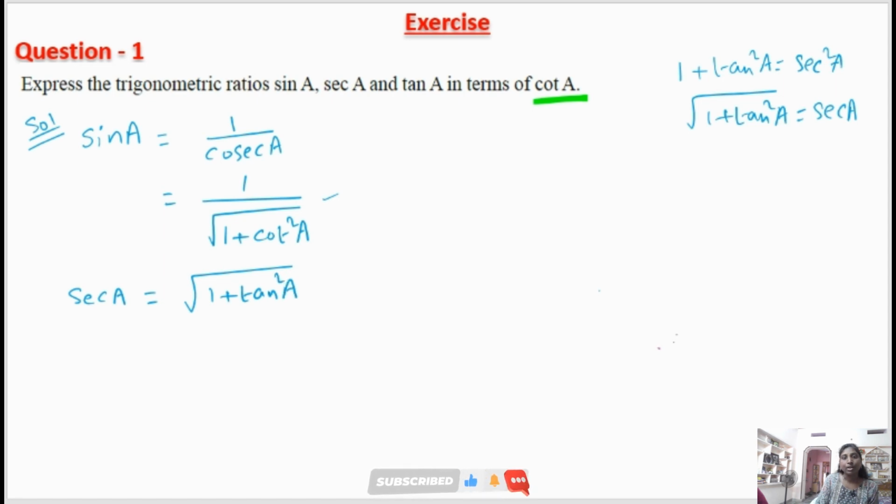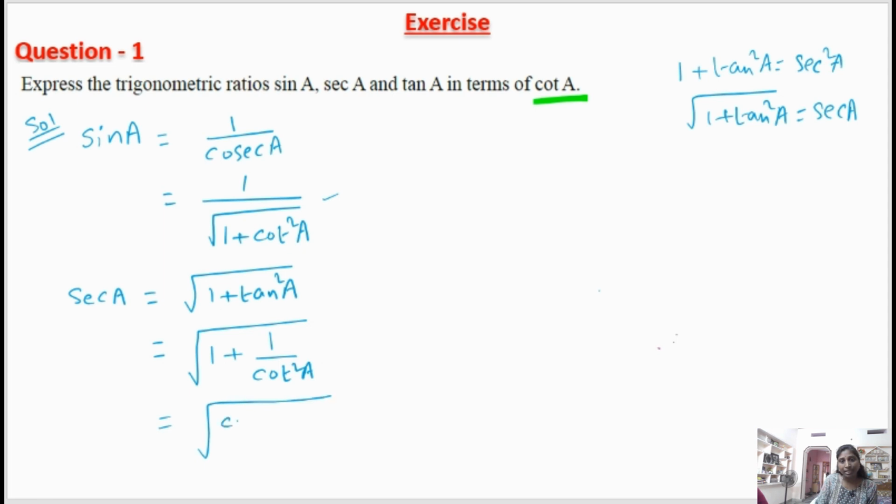Okay. Now we have to change it. We have to go from tan to cot. So what is the reciprocal of tan? Cot. So under root 1 plus 1 by cot square A. If we take LCM, then we will get cot square A plus 1 by cot square A.